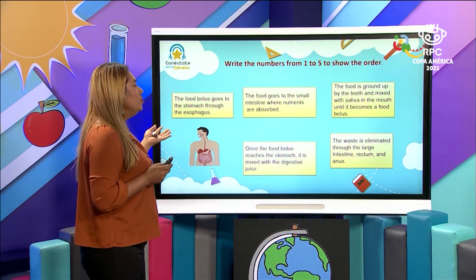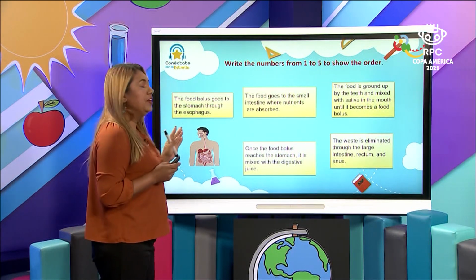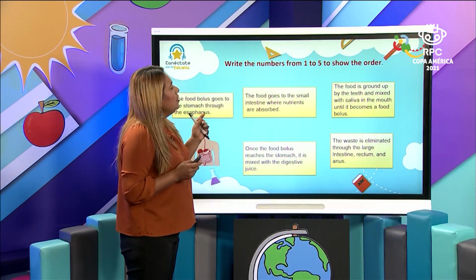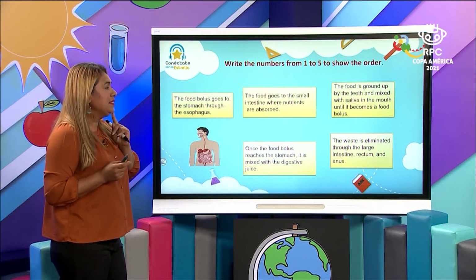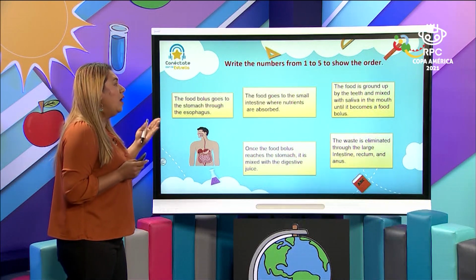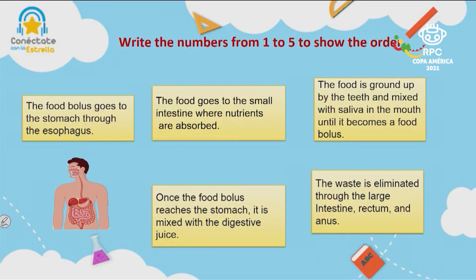The food goes to the small intestine where nutrients are absorbed. The food is ground up by the teeth and mixed with saliva in the mouth until it becomes a food bolus. Once the food bolus reaches the stomach, it is mixed with the digestive juice. The waste is eliminated through the large intestine, rectum, and anus.